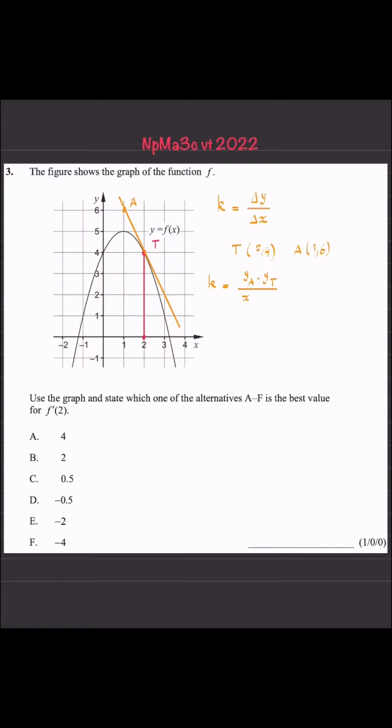So here I have started with point A for y coordinates. Now I also have to start with x of A for x coordinates. Then put the numbers here. So y of A is 6, y of T is 4, and then x of A is 1, x of T is minus 2. So the numerator becomes 2, the denominator becomes 3, so the slope that you get is minus 2. Okay, so minus 2 will be this option to choose. So the answer to this problem that you have to write here is option number E.